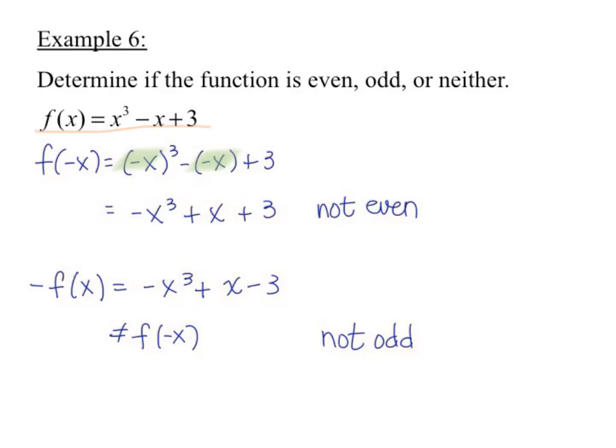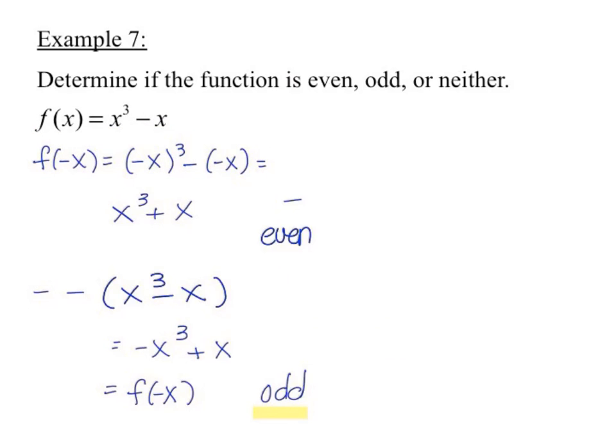We make a negative y. Remember, this is negative y here. So multiply through everything by negative, so that makes this a negative and changes this to a positive and makes this a negative, which is not the same as our original function. So it's not odd either, it's neither. It can be neither. That's going to be an answer.